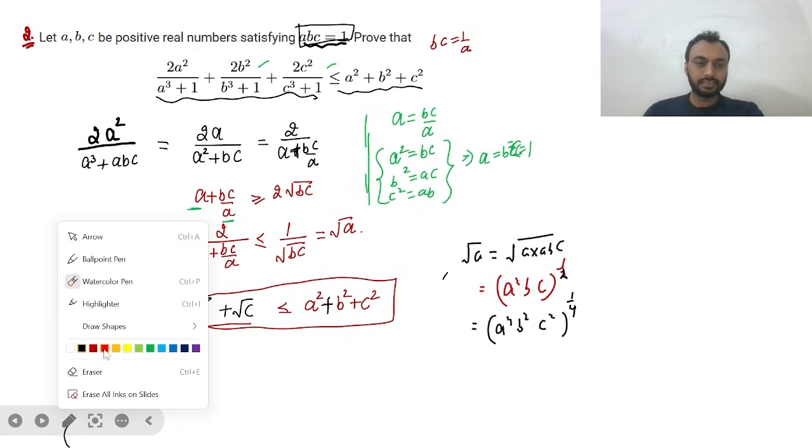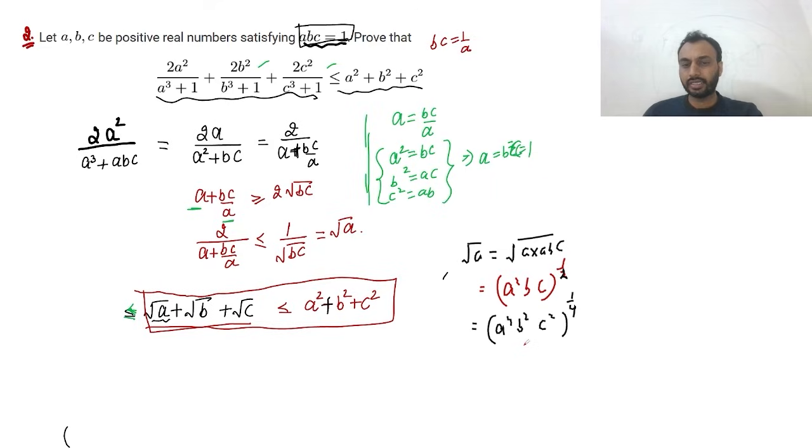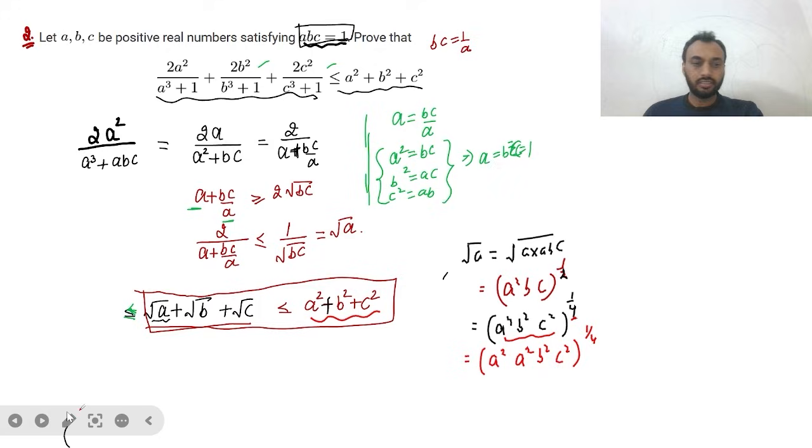Now once we get this, I think we are able to convert this GM into this form. Basically we have a power 1 by 4, meaning we need 4 terms, and in fact a power 4 can be written as a square into a square. So if we apply AM-GM on this, it is less than or equal to 2a square plus b square plus c square, by 4.